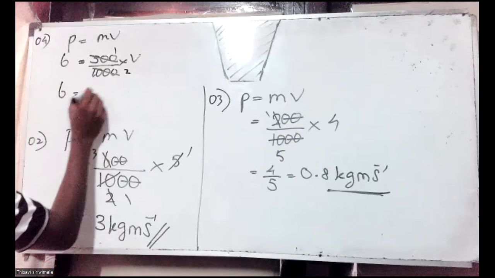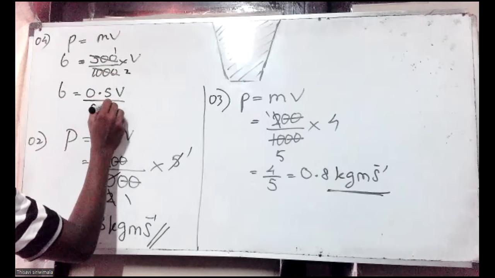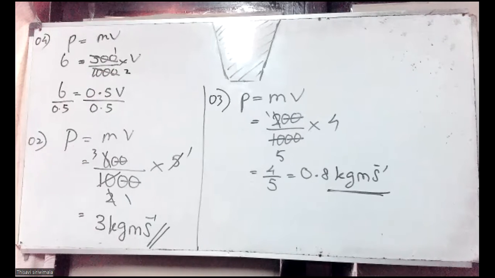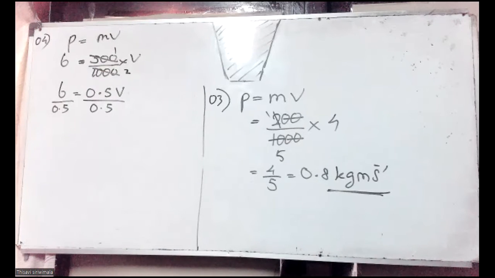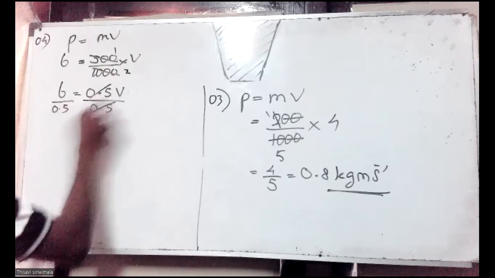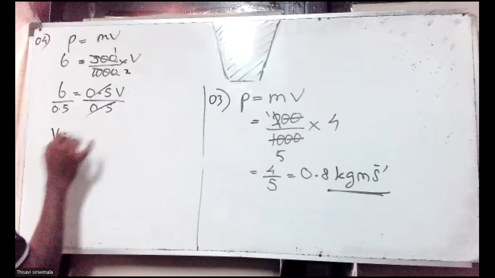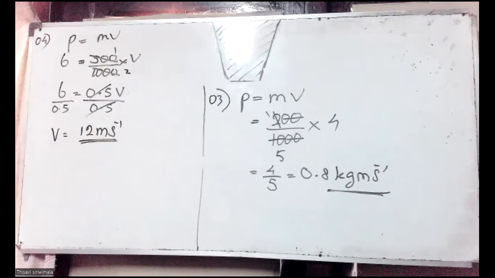That means 6 equals 0.5 V. So this side divide by 0.5, this side also divide by 0.5. Then you will get the answer. Simple division. Make it a decimal division. So 6 divided by 0.5 gives the answer 12. V equals 12 ms minus 1. Correct?